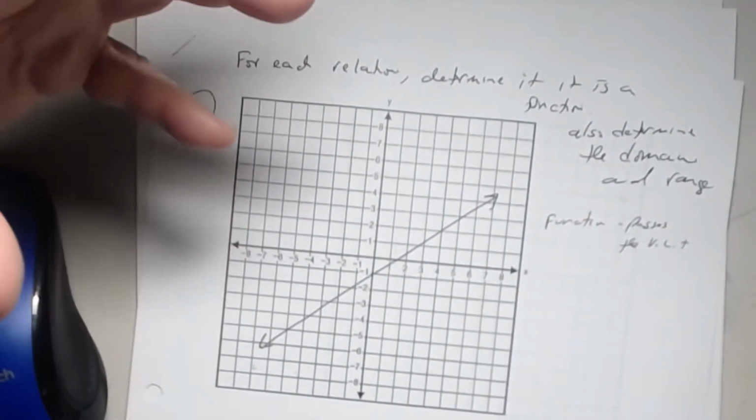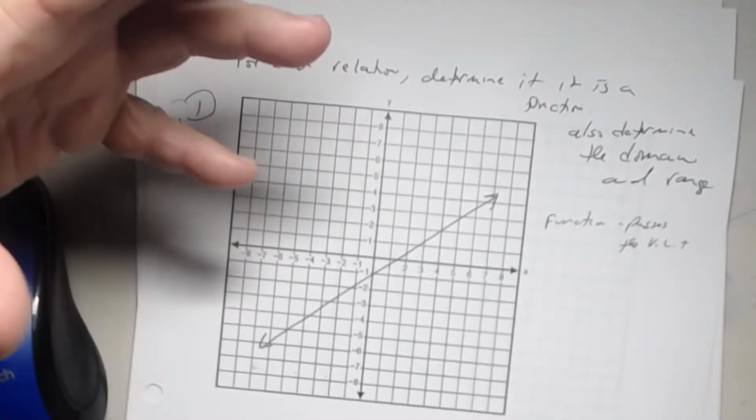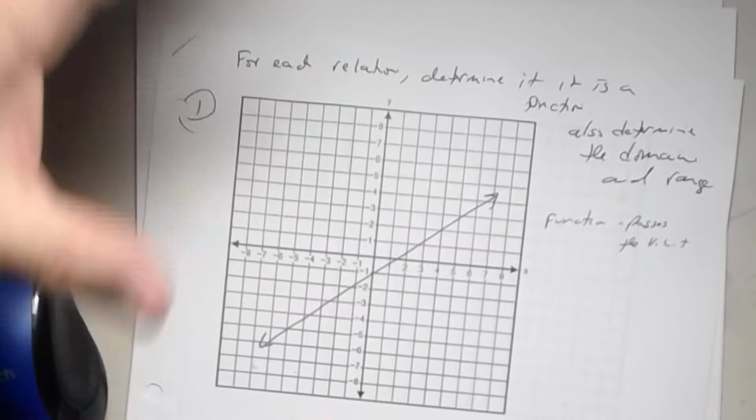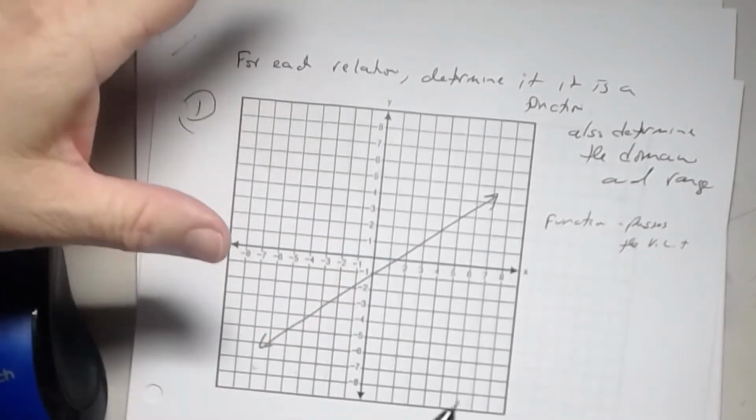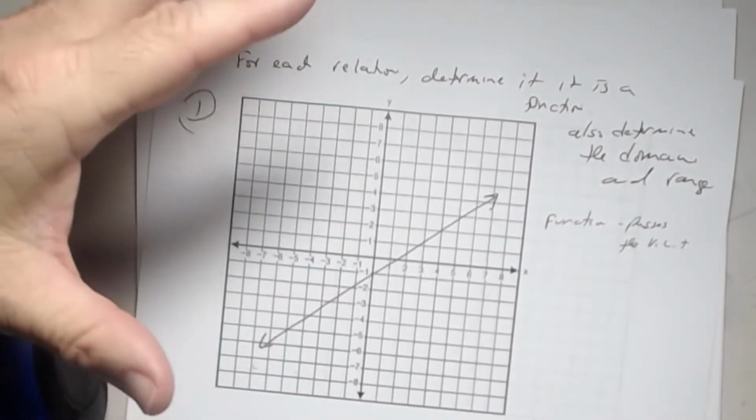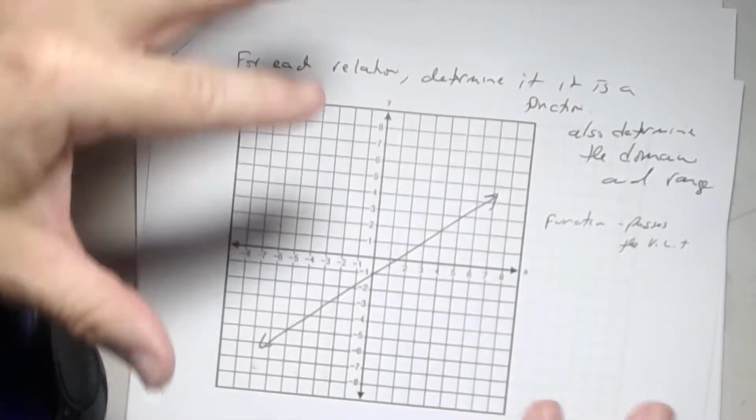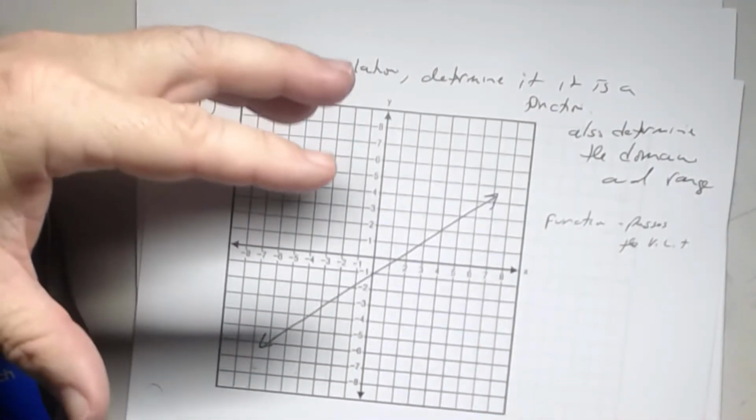You had this last semester when you solved inequalities, and you were asked to write it as an interval. Remember, 3 to negative infinity, negative infinity to infinity, that idea. That's going to come back right here. Same thing applies with domain and range. You're going to write interval notation.